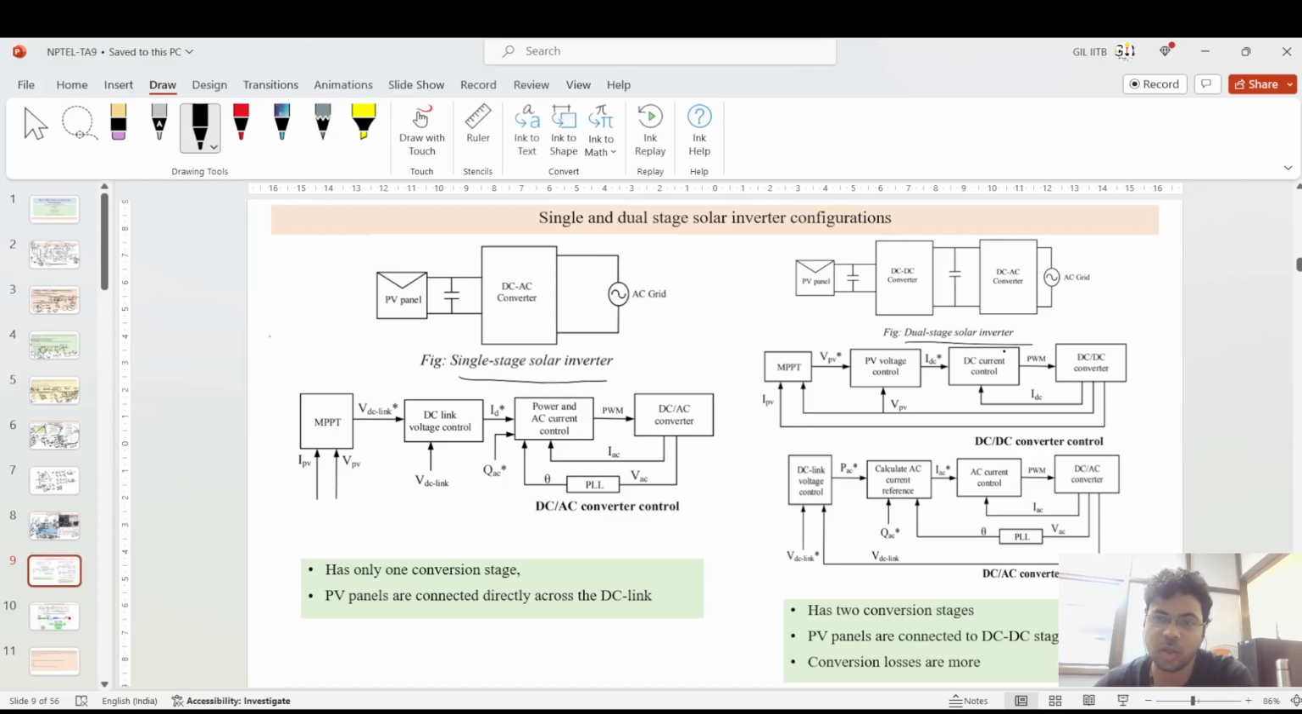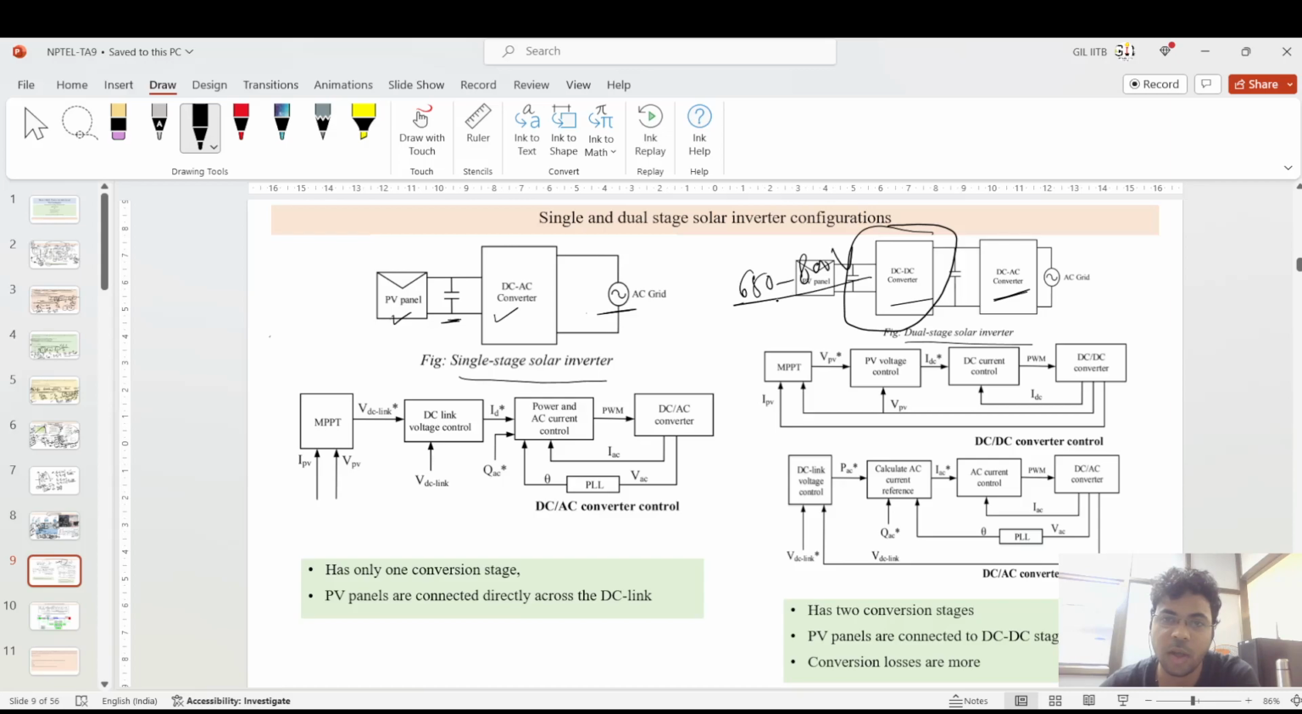And there are two types of architecture with this solar inverter: the single stage solar inverter and the dual stage solar inverter. In the single stage, you see there is a direct connection of the PV panel to the DC to AC converter, that is the inverter, through the DC link, and after that you are connected to the AC. But that is not the same case with the dual stage inverter. You have a DC to DC converter, and after that it is feeding the inverter. In between you have this DC to DC converter.